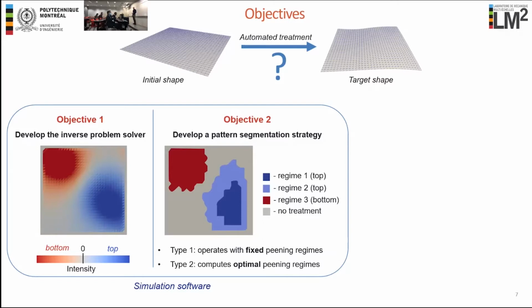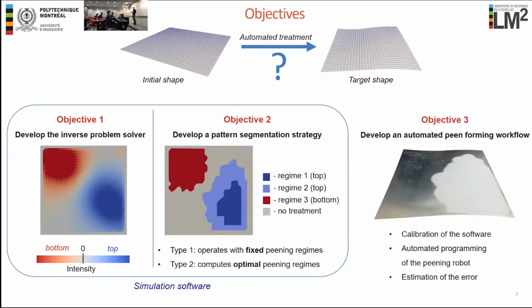And the third objective was to develop an automated peen forming workflow, which would actually allow to apply this pattern prescribed by the simulation software in practice. So, namely, the workflow would include calibration of the software, automated programming of the peening robot as a function of the peening pattern, and estimation of the forming error.